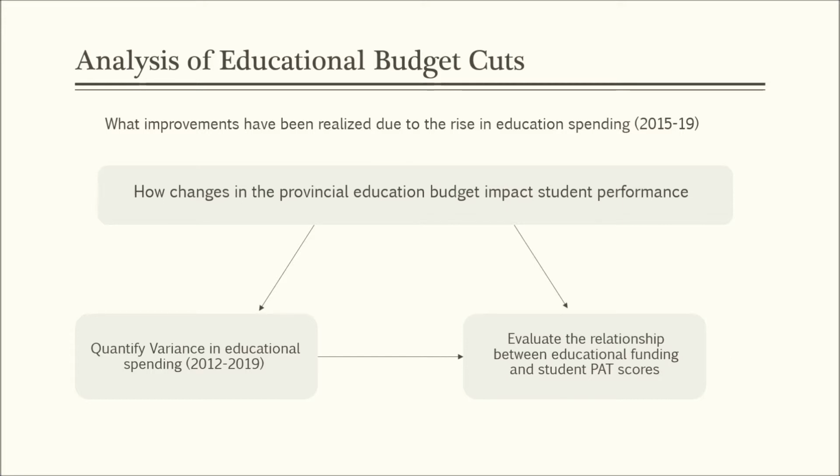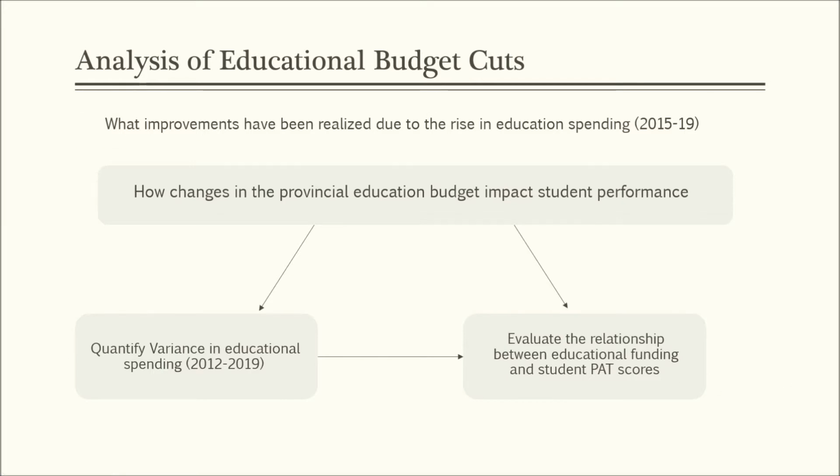So to evaluate the impact the provincial budget has on student performance, firstly, I'll quantify the variance in educational spending year over year, and then try to see if there's a relationship pattern that can be created between the educational funding and the student PAT scores, provincial achievement test scores.